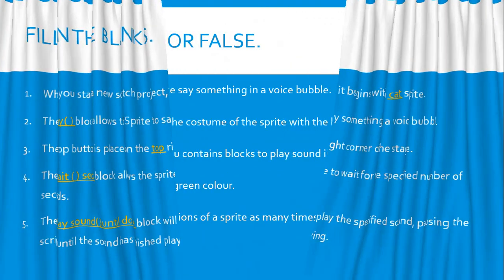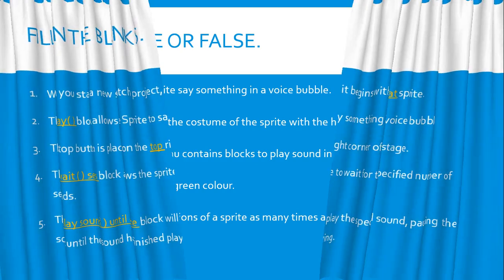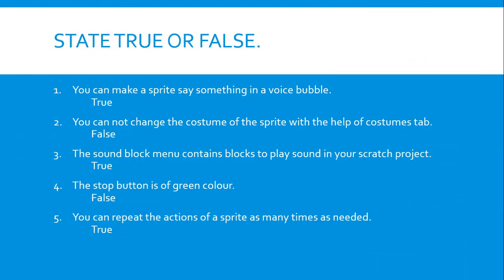Now we will see true false. You can make a sprite say something in a voice bubble. True. You cannot change the costume of the sprite with the help of costume tab. False. It should be true because we use the costume tab. We can change the appearance of the sprite using the costume tab.